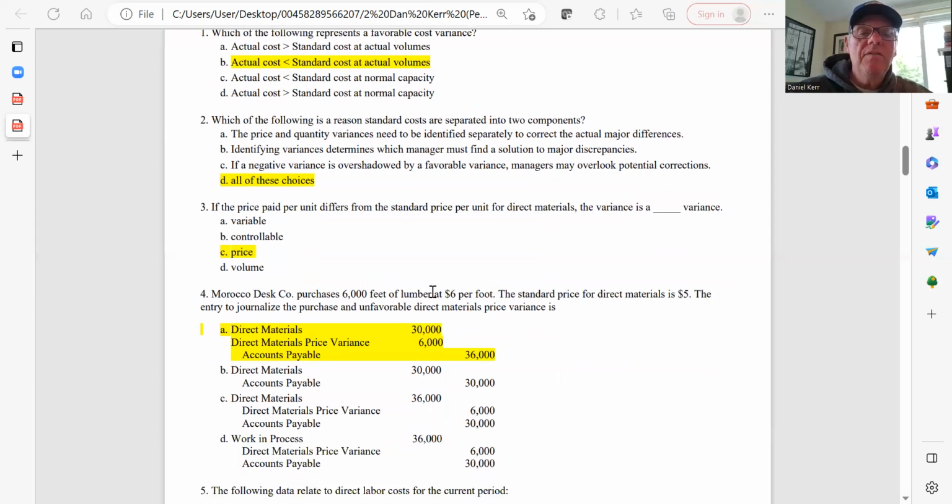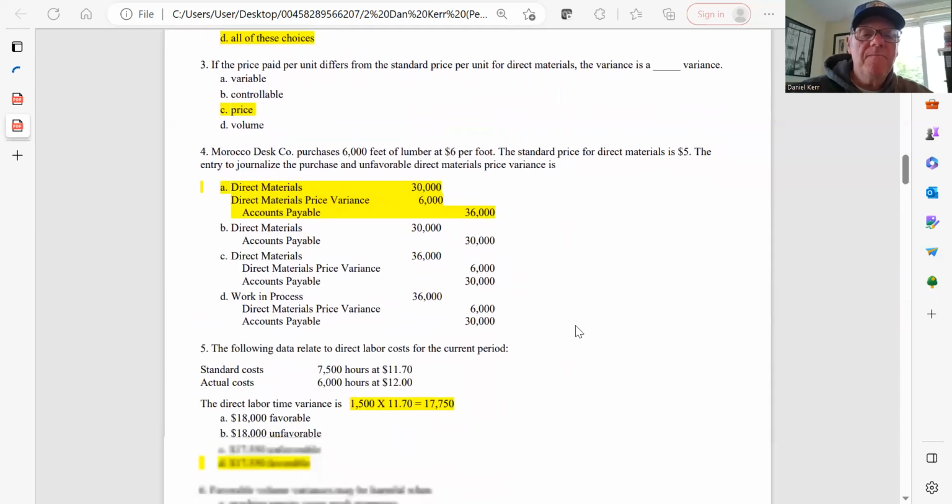Number four, this is the journal entry for a company that uses a standard cost system. So we purchased 6,000 feet of lumber at $6 per foot. So there's your credit to accounts payable of $36,000. However, the standard cost of material is $5. So 6,000 times 5 gives you $30,000. The difference there is the direct materials price variance. So when you use the standard cost system, you actually journalize the variances as they're incurred. So the answer there is A.